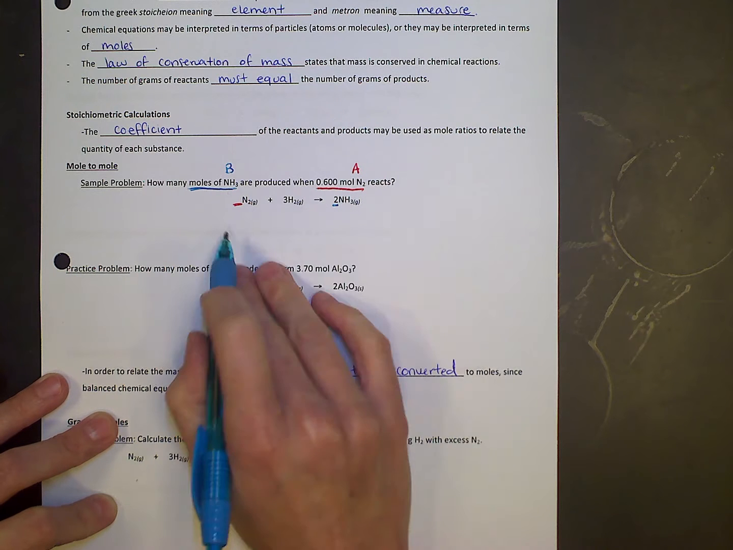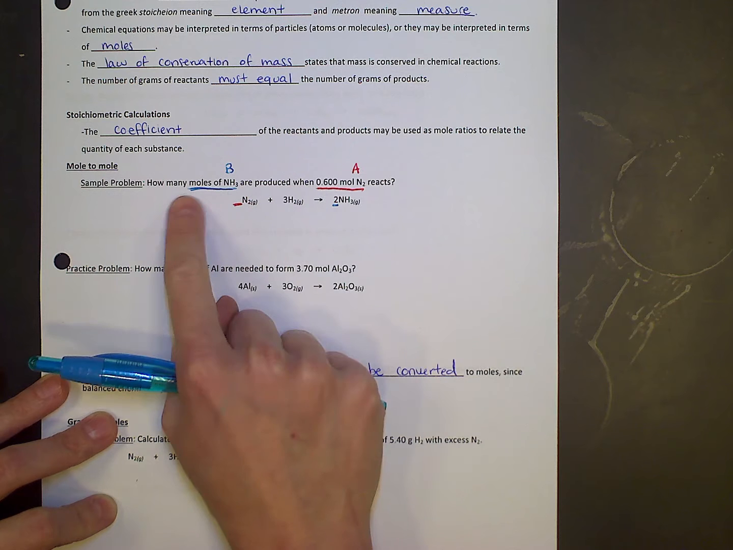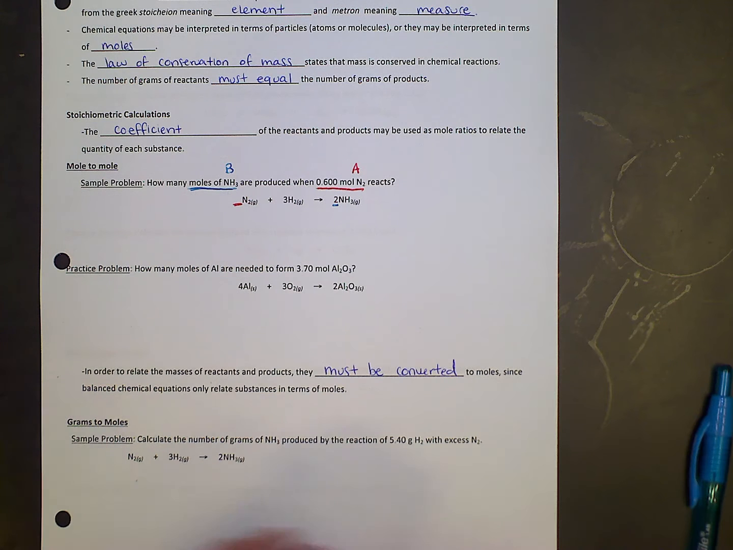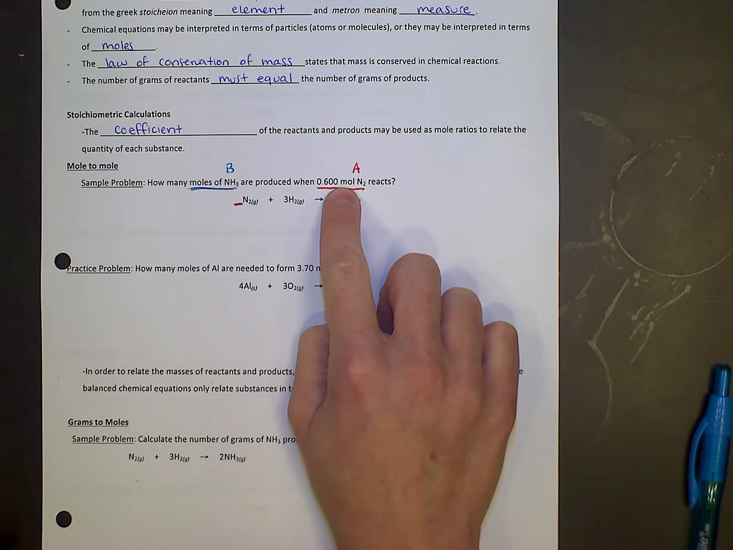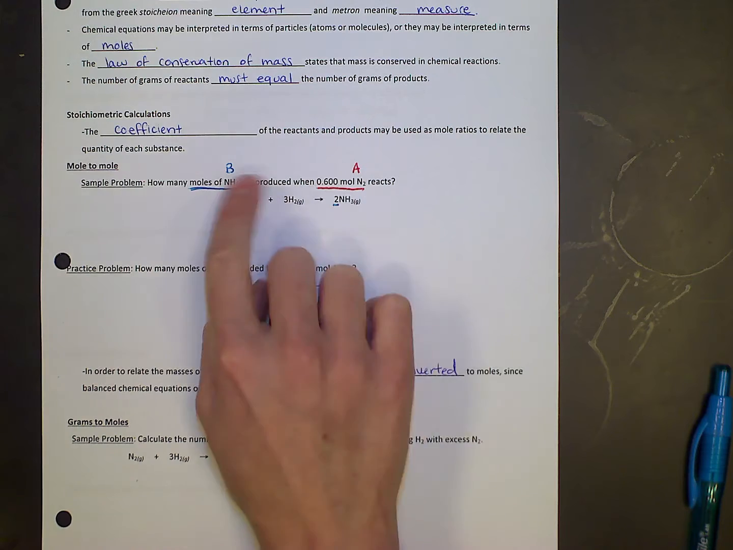Okay, so now I've got my coefficients underlined that I'm going to be using. I know what I have. I know what I want. Now I can start looking at my roadmap. If you guys notice, we are in moles of N2, and we're trying to get to moles of NH3. So this is our A, that's our B.